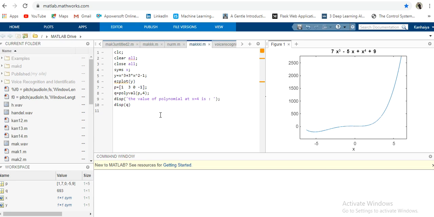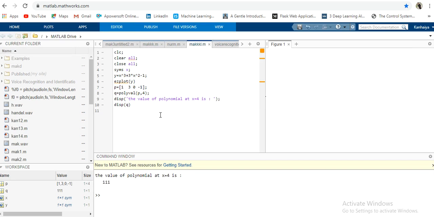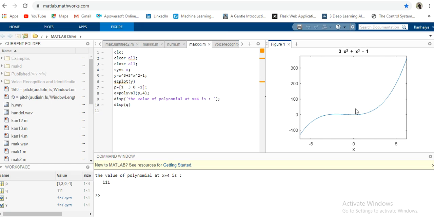The answer should be what? Okay, we are finding at 4 only. At 4 we have found it. We can put it at -1 also. Let me plot the graph. Okay, let us plot the graph. Yeah, that's the correct answer. And let's see at -1 also what answer it is giving us.